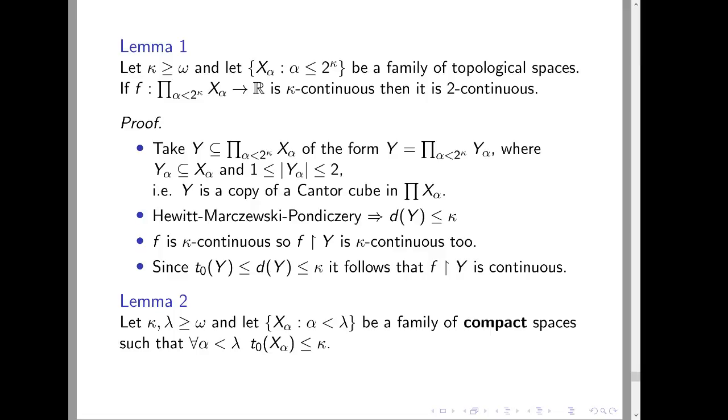So it says that if you have a family, and here for sigma continuity I can assume that this family of spaces can be arbitrarily large. In fact, if I have an arbitrary family of compact spaces, and the functional tightness of each factor space is bounded by kappa, then any kappa continuous function defined on the product is sigma continuous. Here in this lemma, I don't have to assume anything about the size of the family. I need to assume something to get 2 continuity.